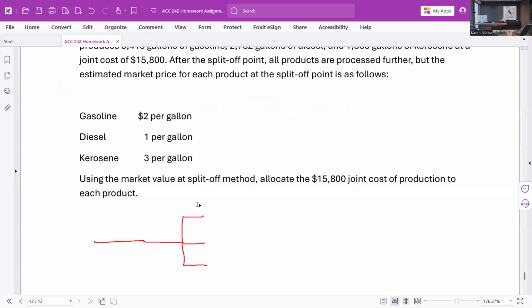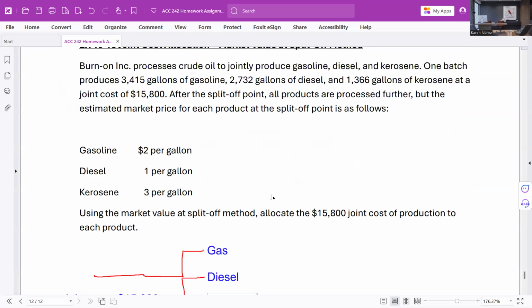So here you've got a joint cost of $15,800. Joint cost of $15,800. And you end up with again the gas, the diesel, and the kerosene. And we're going to allocate based on the market value at split off.